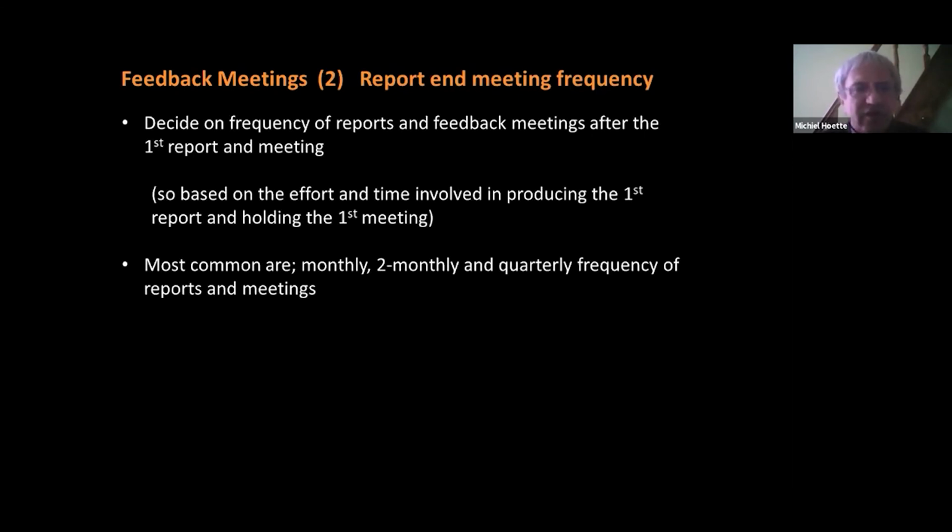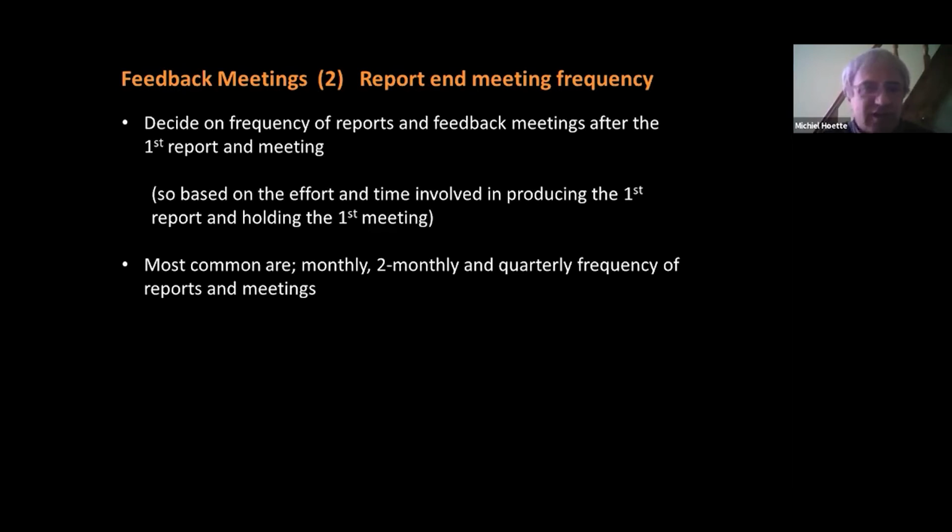At some point, you have to decide what the duration is of the adaptive management main cycle, like whether you have reports produced and meetings conducted monthly or 2 monthly or maybe even weekly or quarterly. I think this decision is best taken on the basis of the experience with producing a first report and meeting, and especially on how quickly the data are complete for the previous month.